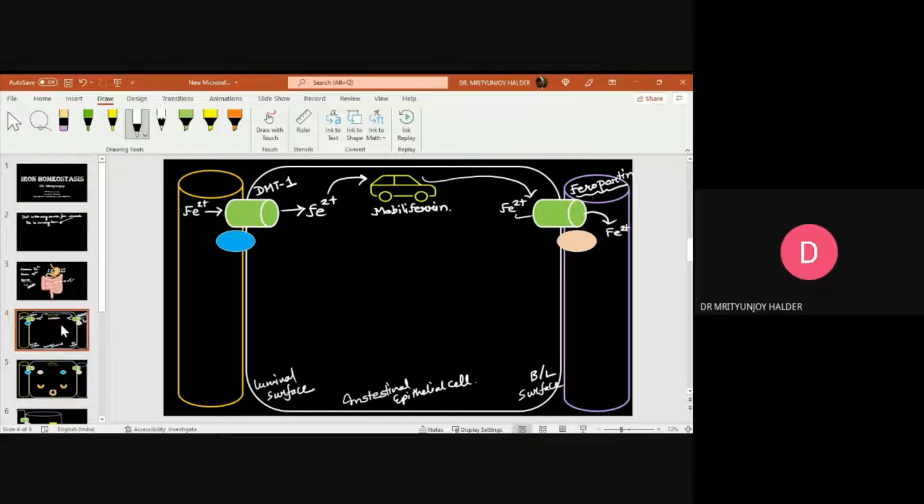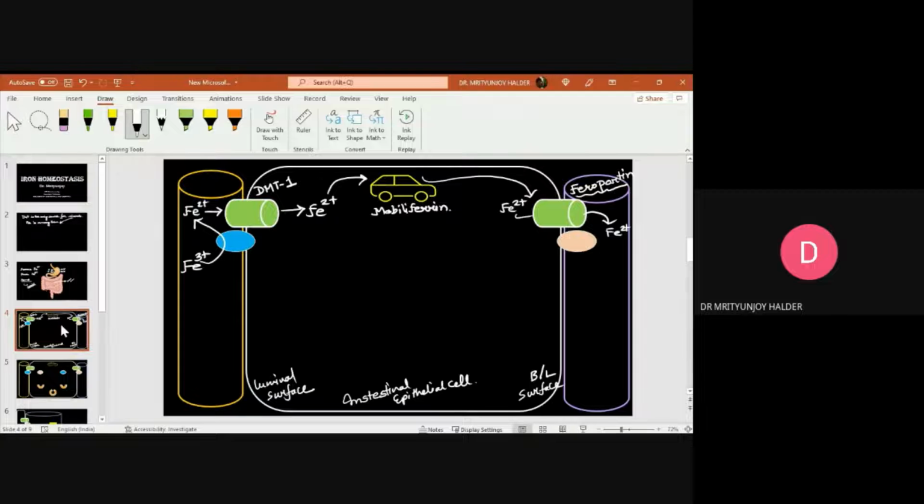Now, what about the ferric form? The ferric form has no specific transporter. That is why there are some enzymes present which convert the ferric form into the ferrous form first, and then you can understand the mechanism very well from this schematic diagram.